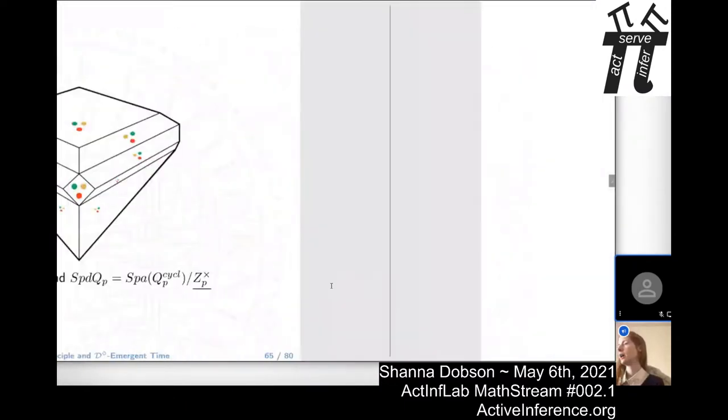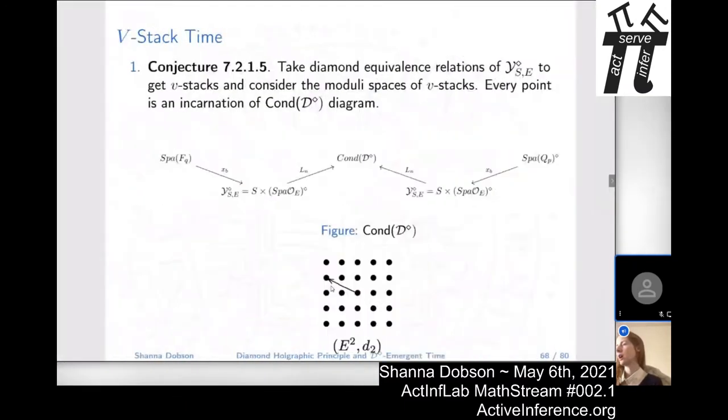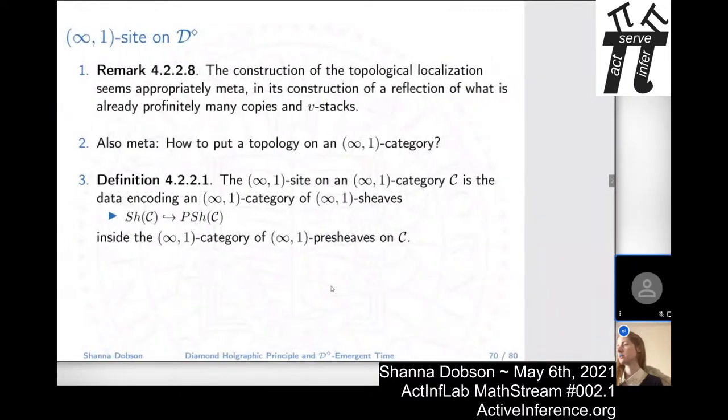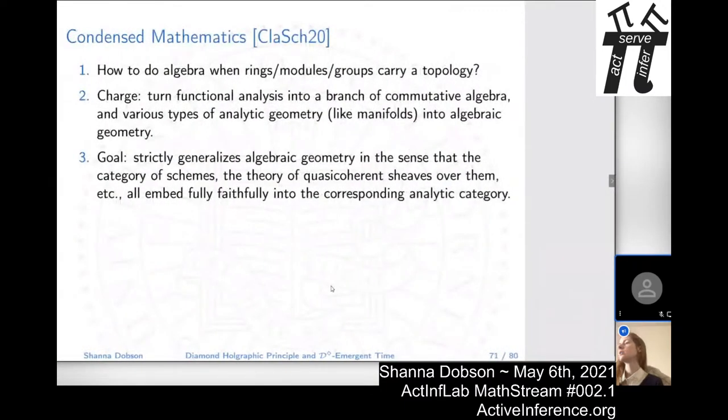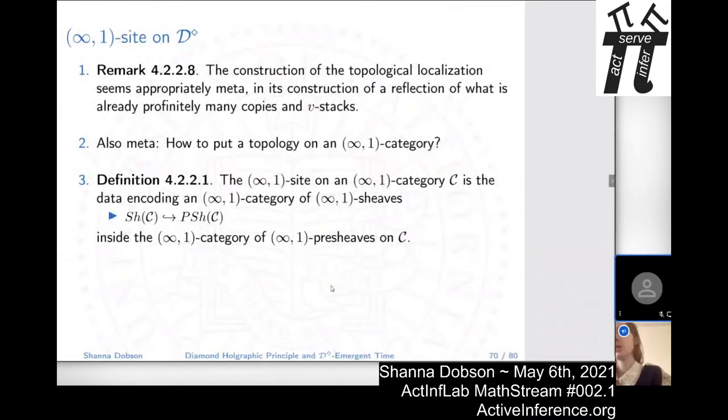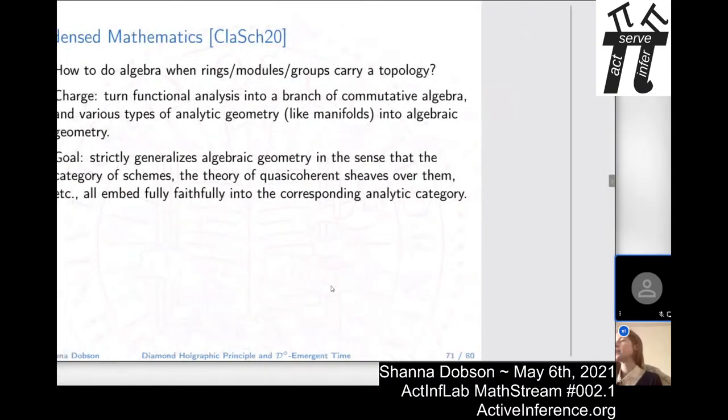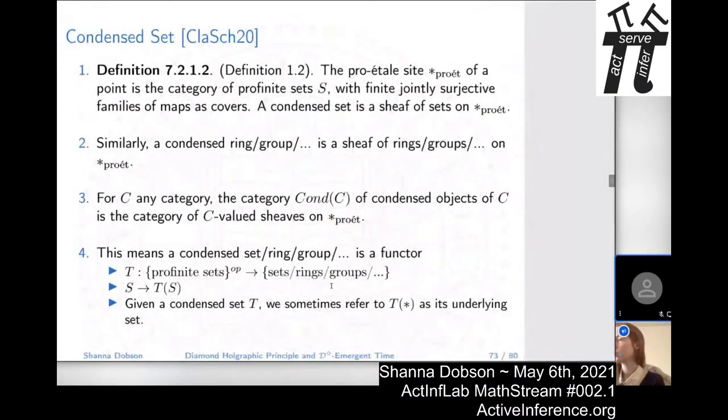Okay. I think I've already talked about most of this. The topological localization. When I said you can put a topology, you could put a sheaf on a category. Well, everyone should also think about how you actually could put a topology on an infinity-one category. I'm working on something like that. That's really tricky. You have to figure out what the open sets are in a category with infinite morphisms.